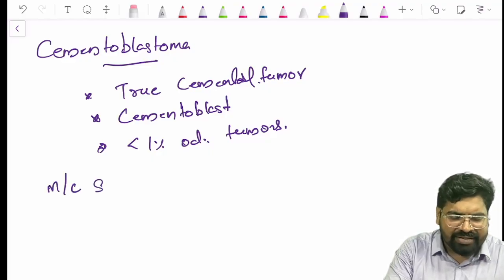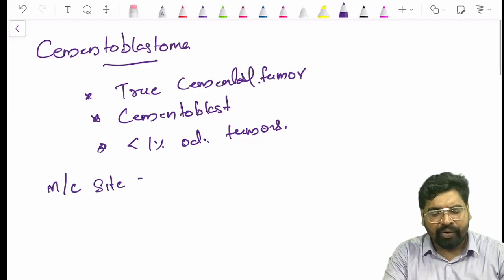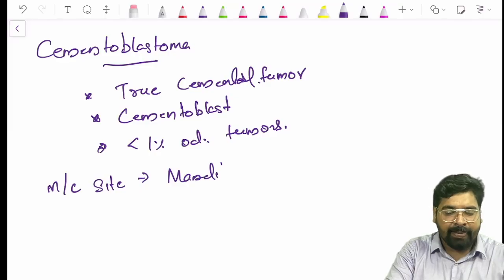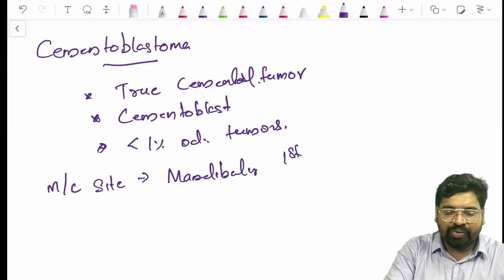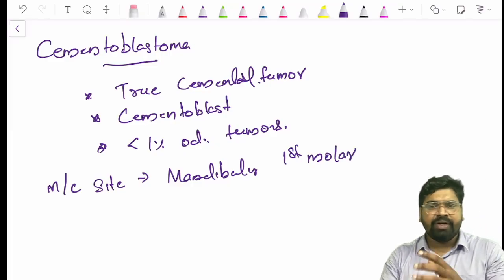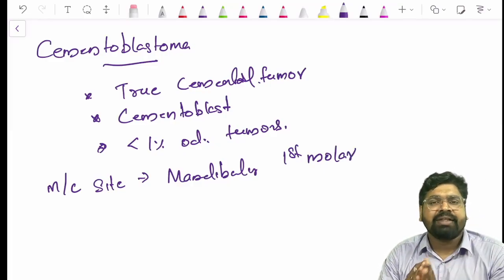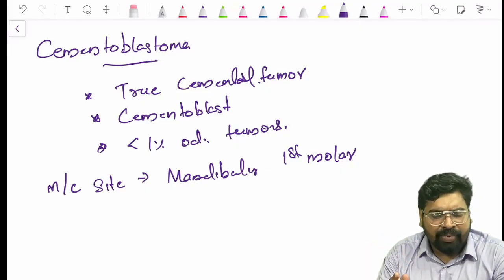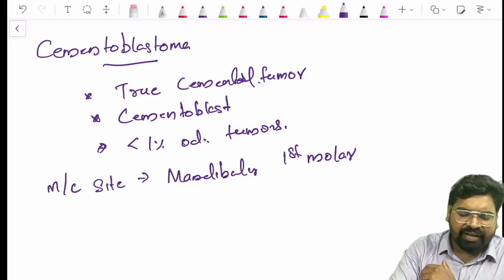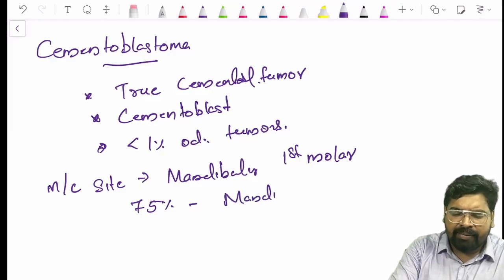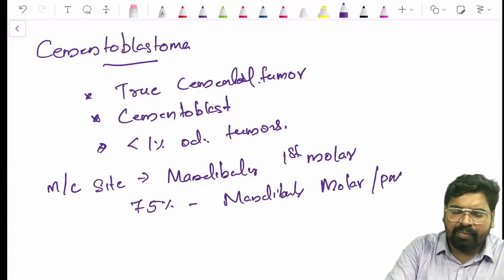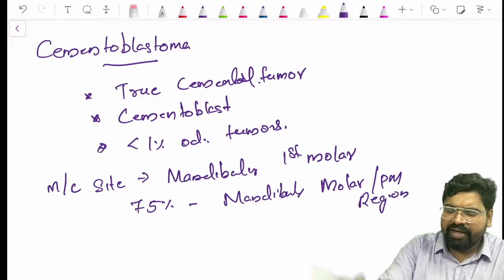The most common site for the occurrence: in 90% of the cases, they occur in the mandibular first molars. The mandibular first molar tooth is the most common tooth affected by this cementoblastoma. Mostly it is concentrated there. 75% of the cases come in the mandibular molar premolar region. The molar premolar region is the very favorite site.